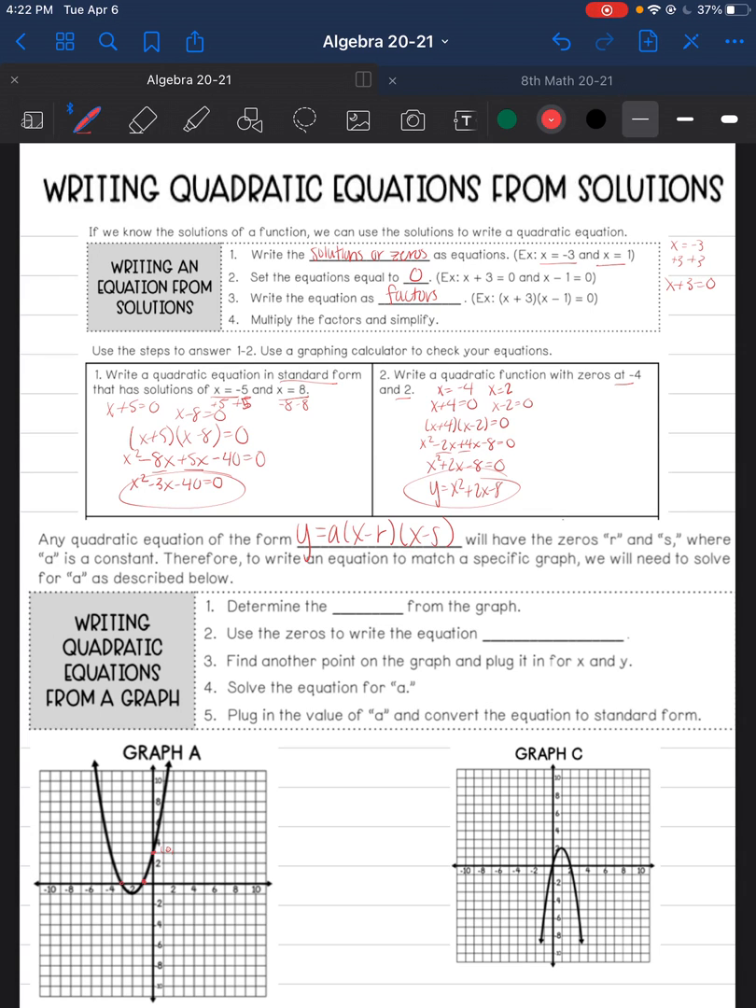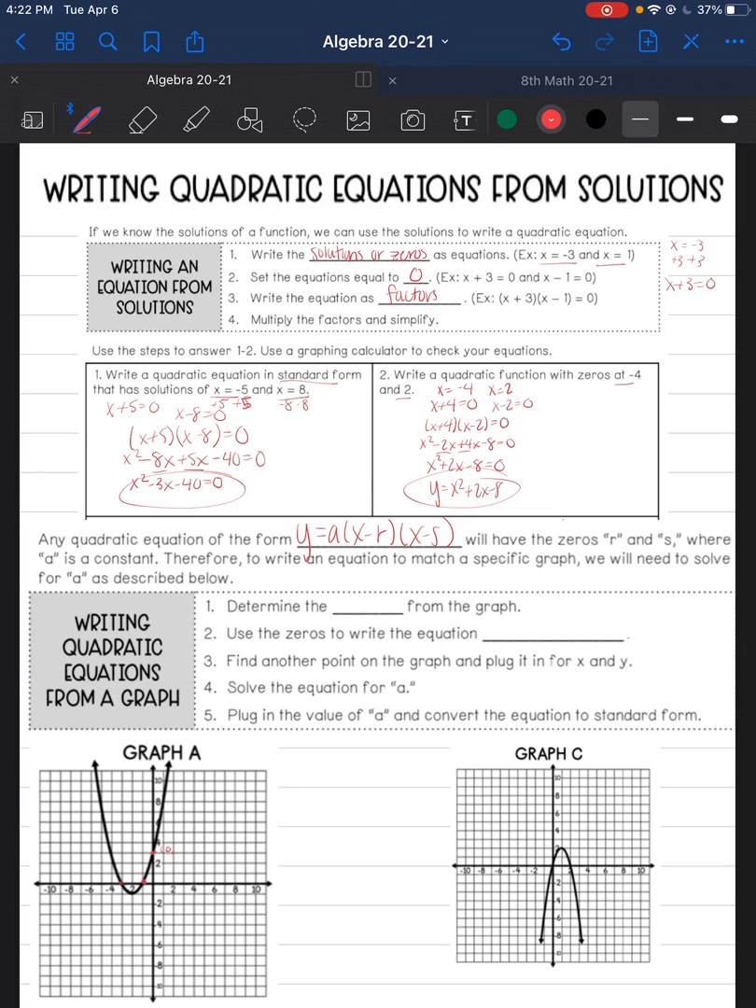So this is when you're using a graph. When you're actually calculating from a graph, the steps you're going to want to use are a little bit different than from the solutions. If you have only the solutions, you have no idea if there's going to be a different a, so you can't really solve for it. If you've got just the zeros, that's when you use the earlier method. But if you're given a graph, sometimes you're going to have to look for the differences.